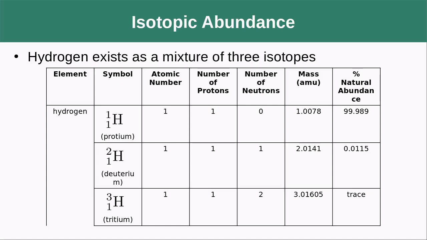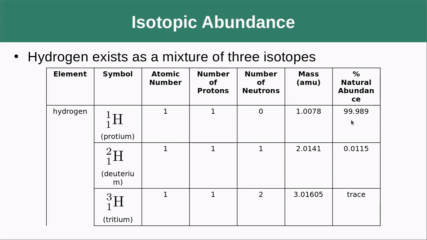So here's an example of isotopic abundance. So we have hydrogen. And hydrogen has three different forms. You can have protium with 1 neutron, you can have deuterium with 2 neutrons, or you can have tritium with 3 neutrons. And you can see that they only differ in the number of neutrons that they have, and each one is therefore going to have a different mass. And they also have a different natural abundance.